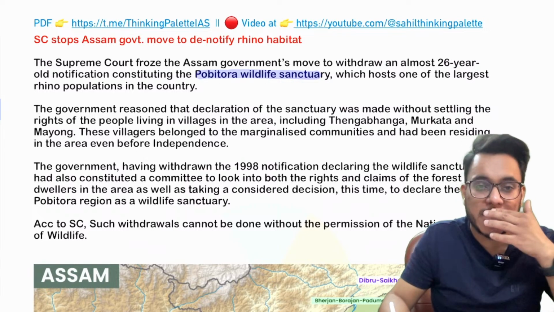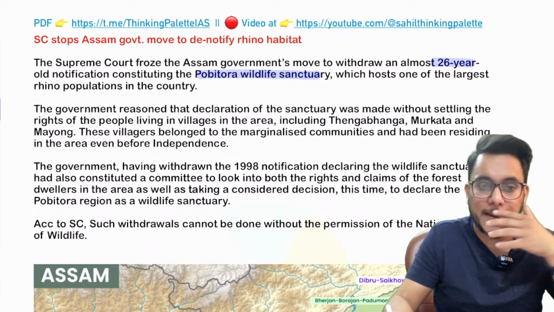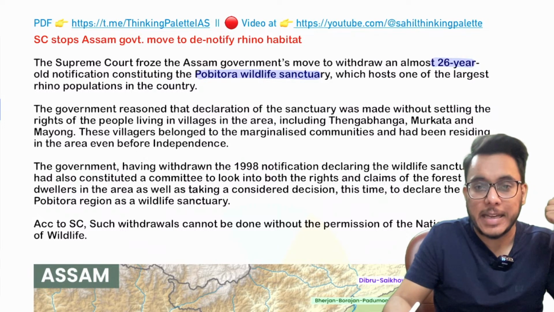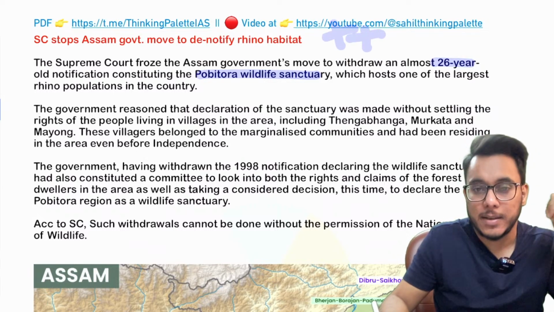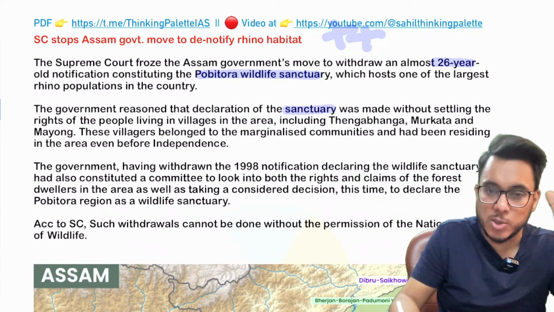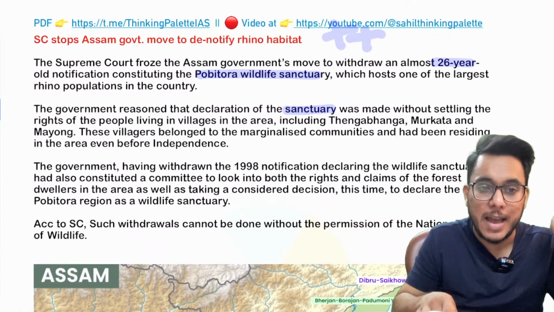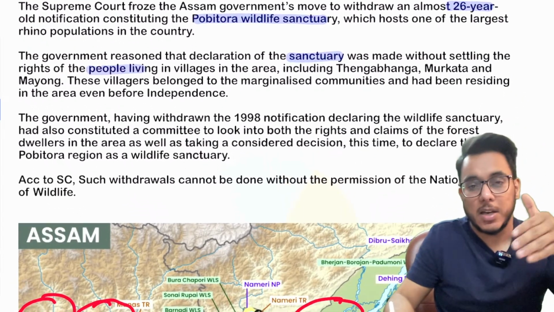So Pobitara Wildlife Sanctuary was constituted 26 years back, in 1998. So that particular order will be withdrawn. Now why? Government says that when Pobitara Wildlife Sanctuary was declared, it was declared without settling the rights of the people living in these forests.